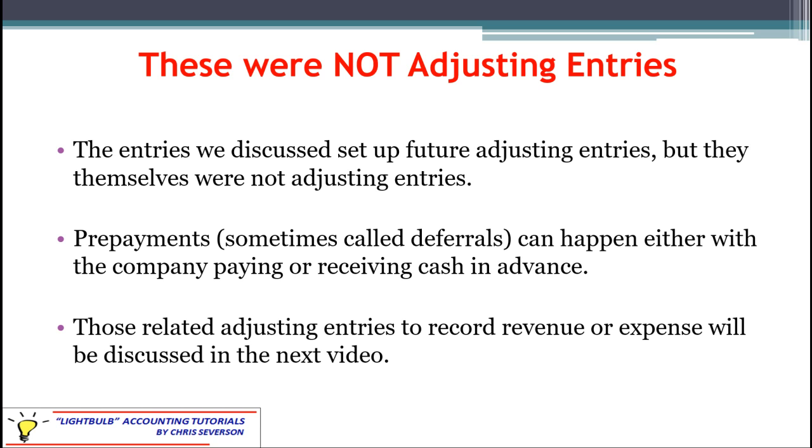These particular ones were called prepayments, and that's when the cash entry happens first, and the adjusting entry happens later. They're sometimes referred to as deferrals, deferral of revenue or deferral of expense. And again, they can happen either with the company paying cash in advance or receiving cash in advance. The related adjusting entries to actually recognize some of this as revenue or expense will come up in the next video.